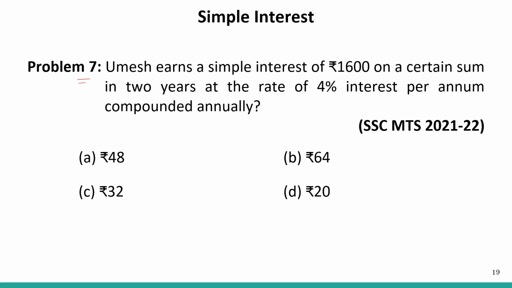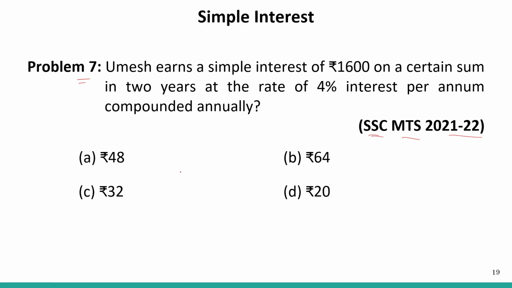Okay, so the interest rate per annum is 4%, compounded annually. So how much will be the amount? This question appeared in the SSC MTS 2021-2022 paper. Is it 64, 20, 32, or 48?